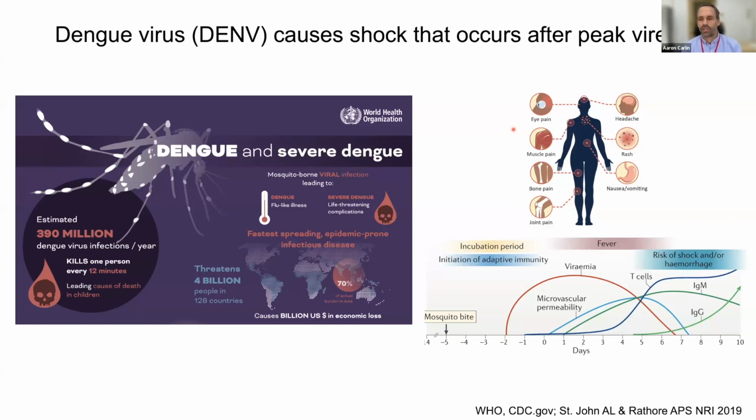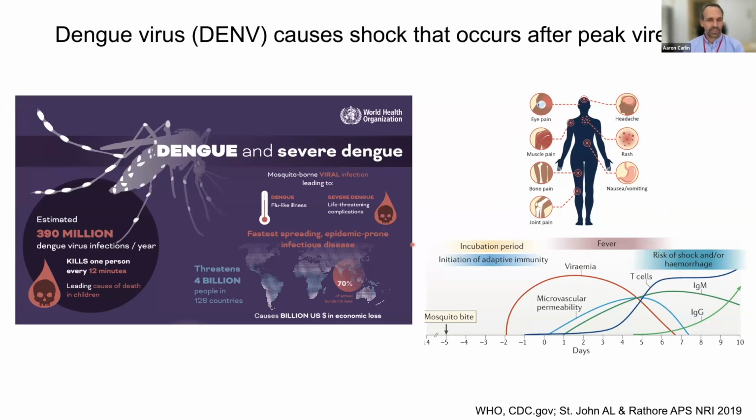Interestingly, dengue virus typically kills people through the development of shock and multi-organ system dysfunction. And really that shock occurs after peak viremia. So the virus peaks, and as it's falling due to the introduction and increase in adaptive immune responses like IgM and T cell responses, it's during that fall in viremia and increases in adaptive immunity that you see the risk of shock develop in these individuals. And so understanding how the immune system can lead to or contribute to shock is also a really important question that we're interested in answering.